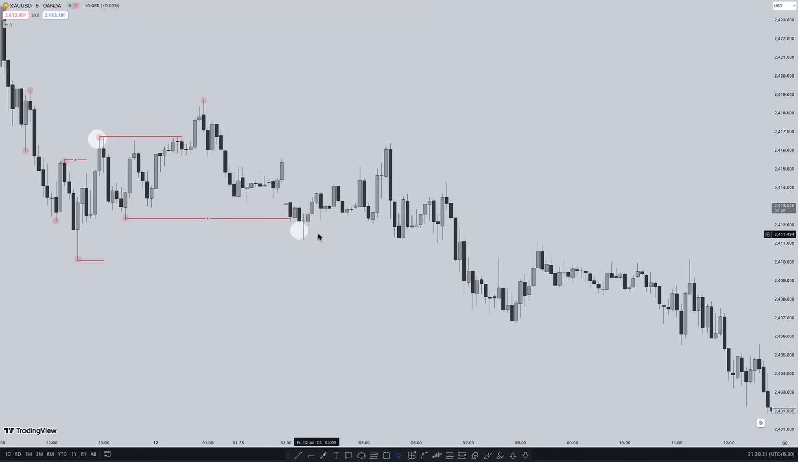And this is an internal structure right here. Okay. So this is an internal structure also. Taking out the inducement, we can also plan for the buy to the upside. If anything happens within this structure, we can also mark this as an internal buy and sell.